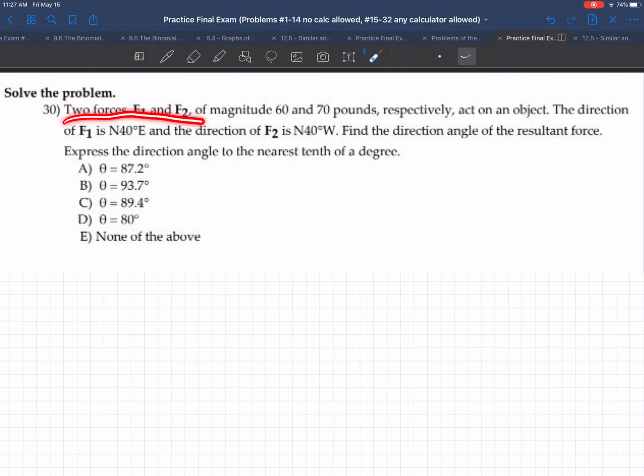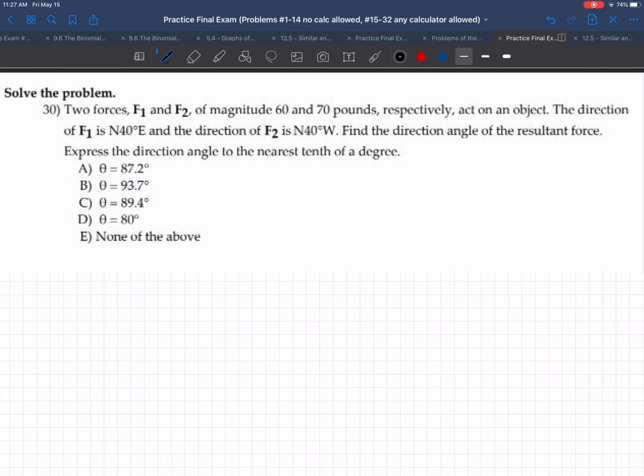Two forces, F1 and F2, of magnitude 60 and 70 pounds respectively, act on an object. The direction of force 1 is north 40 degrees east, and the direction of force 2 is north 40 west. Find the direction angle of the resultant force. Express the direction angle to the nearest tenth of a degree.